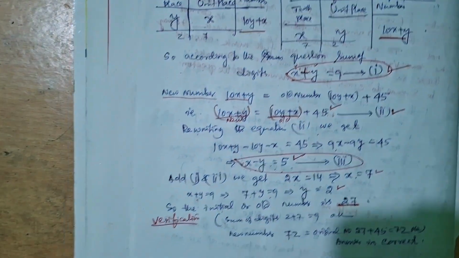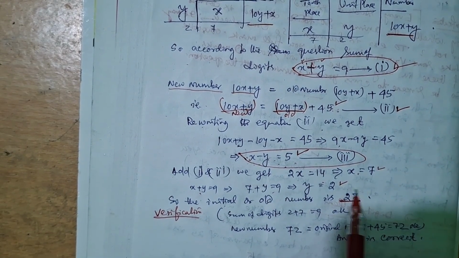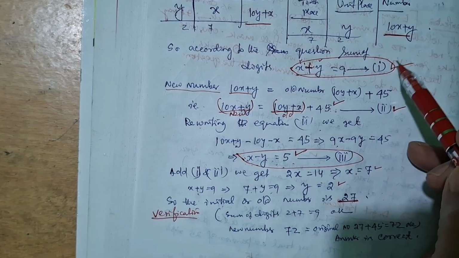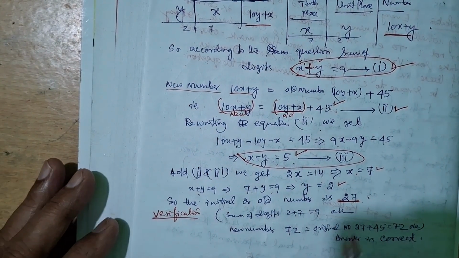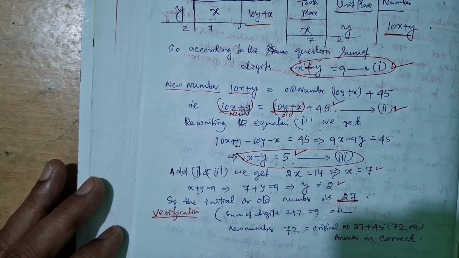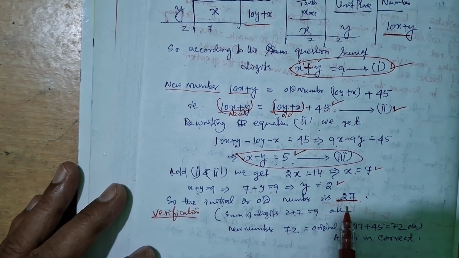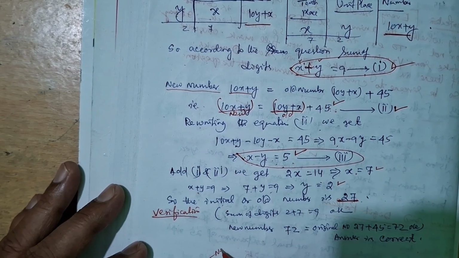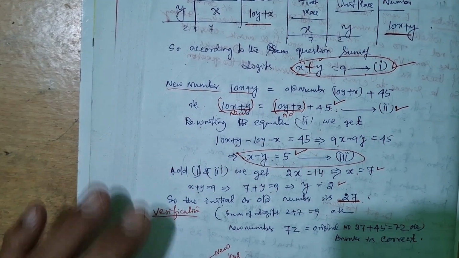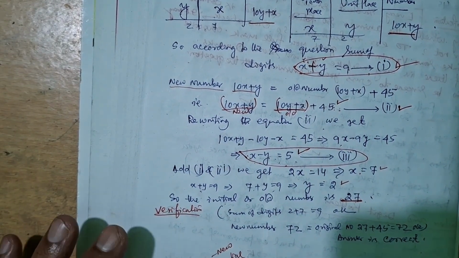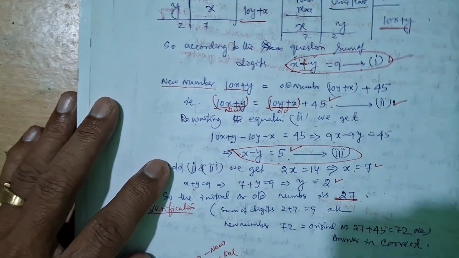Now verification. Suppose the number is 27. What is the sum of its digits? 2 and 7, that is 9. And what is the new number after interchange? 72. 72 minus 27 is 45. So the new number is 45 more than the initial number. So our answer is okay.